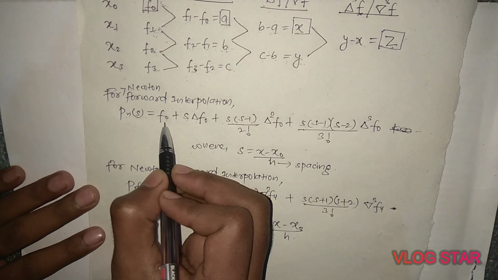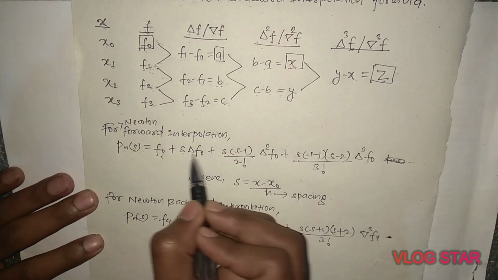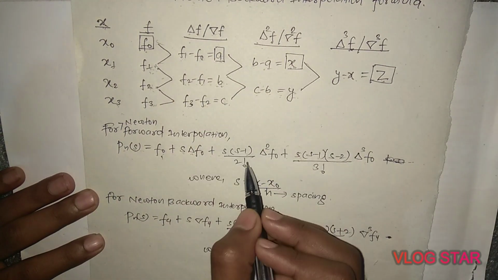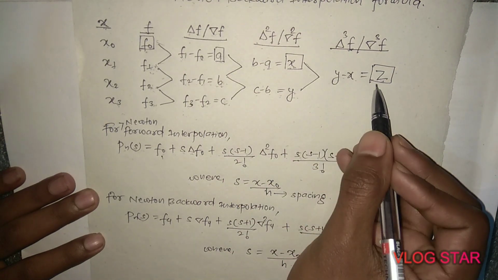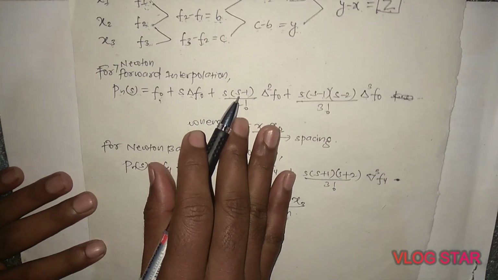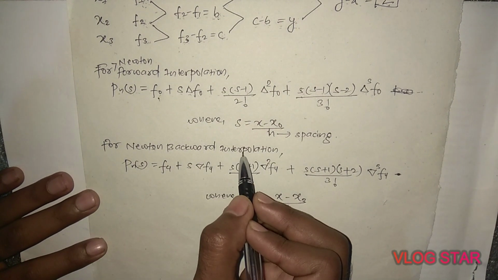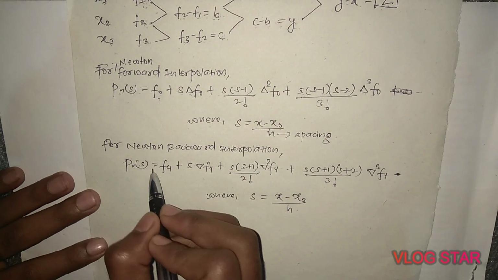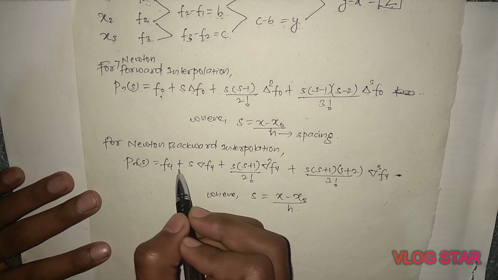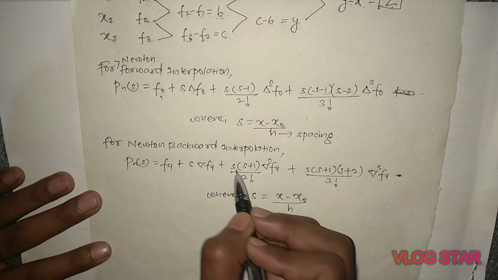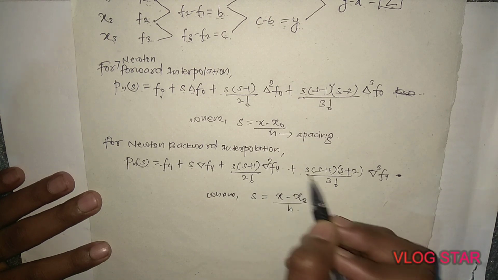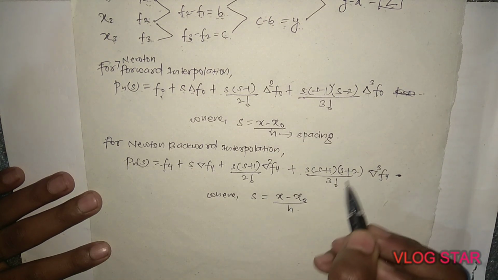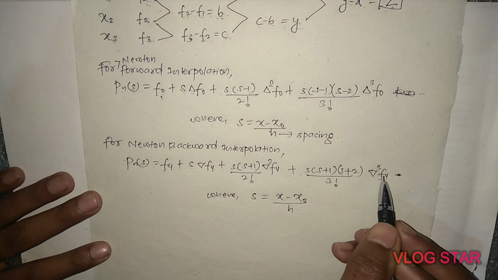So in place of F naught we have F naught, in place of del F naught we have a, in place of del square F naught we have x, and in place of del cube F naught we have z. And similarly for Newton's backward interpolation formula, P of S equals F4 plus S del F4 plus S into S plus 1 del square F4 upon 2 factorial plus S into S plus 1 into S plus 2 upon 3 factorial into del cube F4.